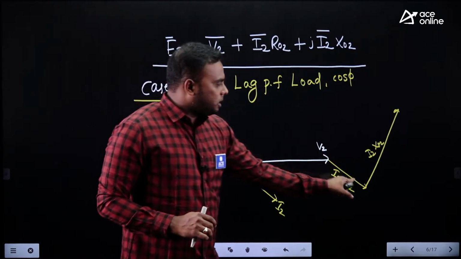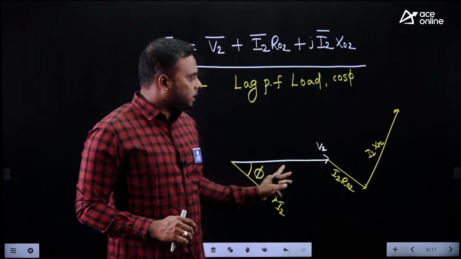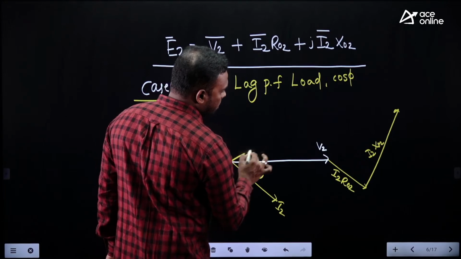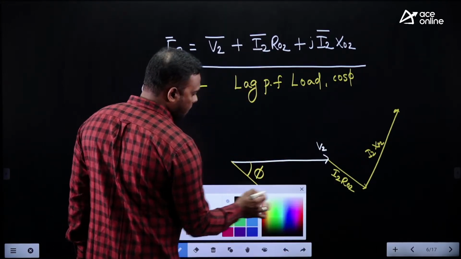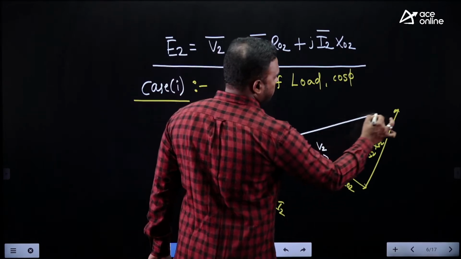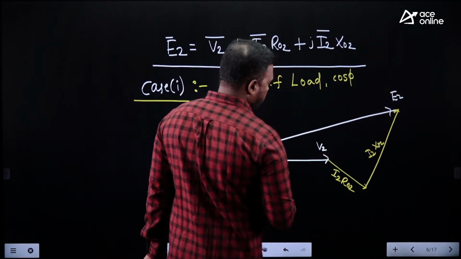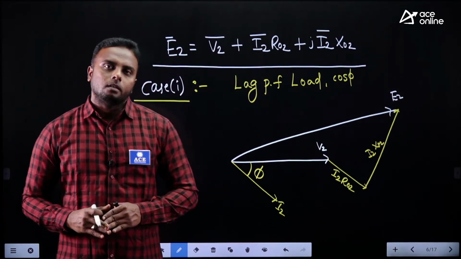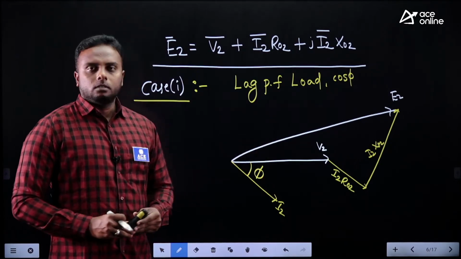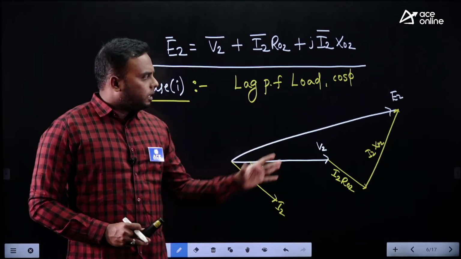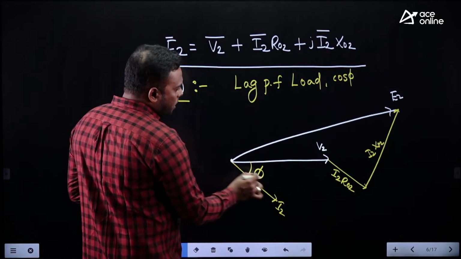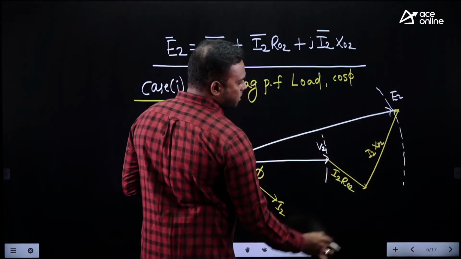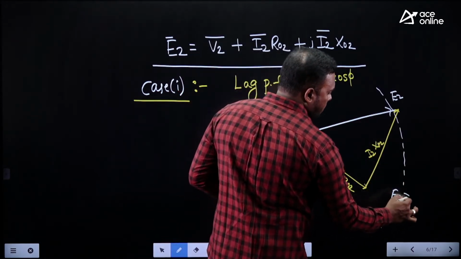Now what is the vector sum of these three vectors? The vector sum of these three is nothing but E2, no? Now let us join the resultant. This is E2, the resultant of the three vectors V2, I2R02, I2X02. Now just observe from the diagram which magnitude is greater, whether E2 or V2. Definitely, if you see the phasor magnitudes, this is the magnitude of V2 and this is the magnitude of E2. Which is greater? E2 is greater than V2.